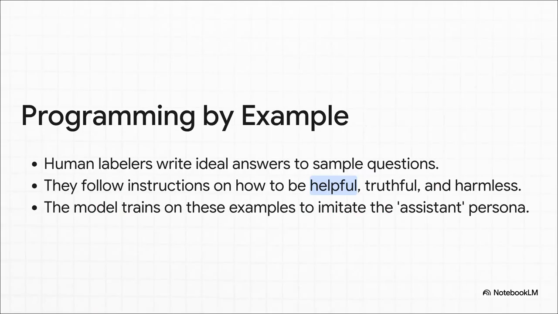It's created by teams of human labelers. They get prompts, sample questions, and really detailed rulebooks on how an ideal AI assistant should behave. It should be helpful, truthful, and harmless. Then they write out the perfect response. The model then keeps on training, but instead of predicting the next word from the messy internet, it's learning to predict the next word from these perfect conversations. It's basically absorbing that assistant personality.